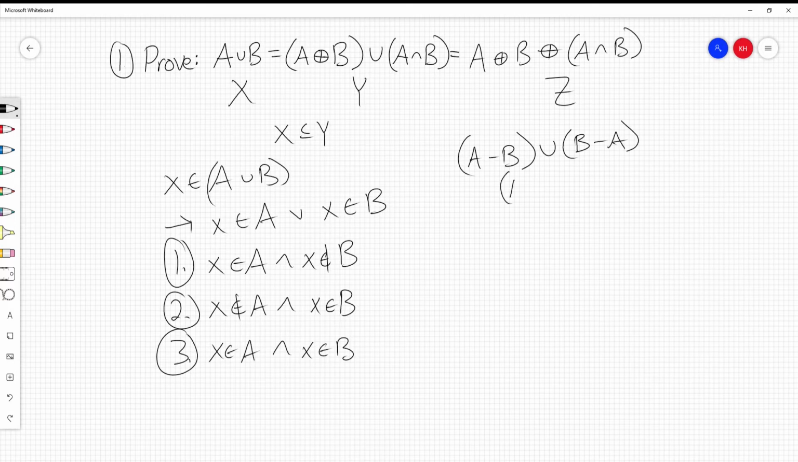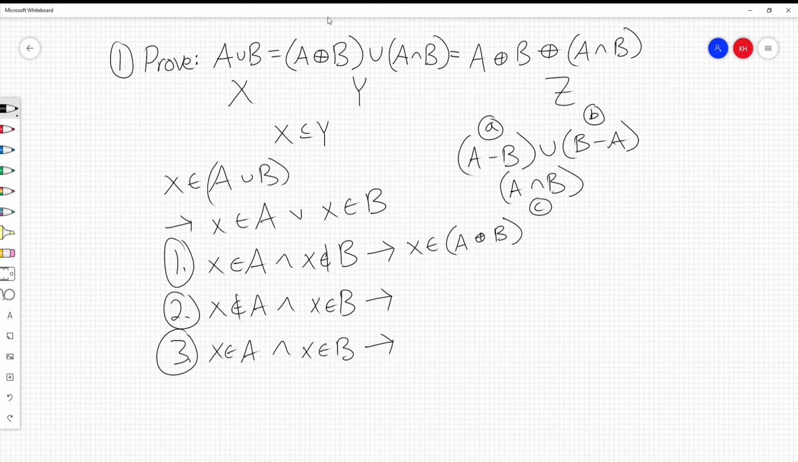And then, of course, A intersection B is just going to be both. So going on to what each one of these implies, we can find that if X is an element of A and X is not an element of B, we can show that it satisfies part A of our symmetric difference problem. So this will imply that X is an element of the symmetric difference of A and B, right?